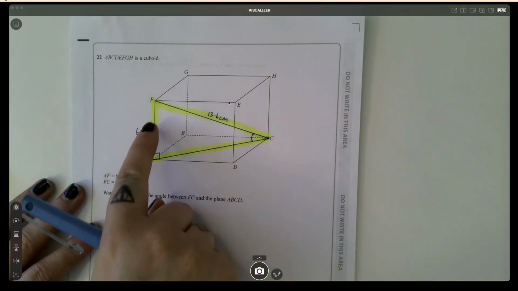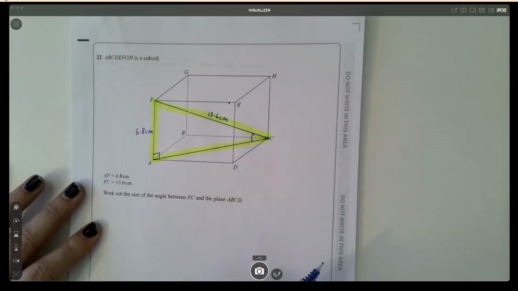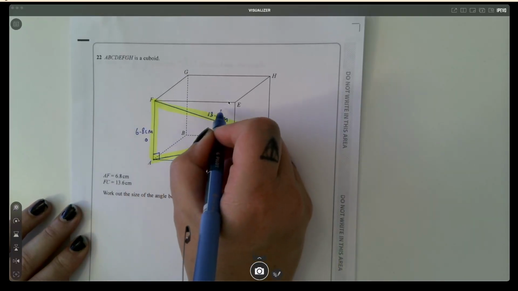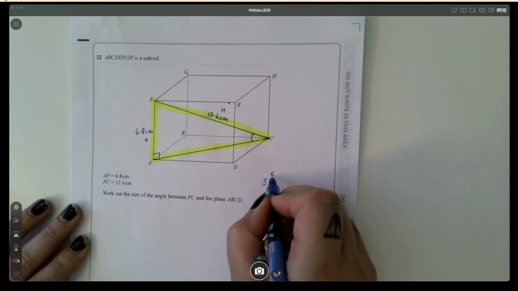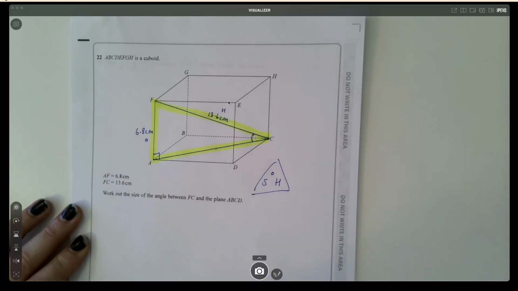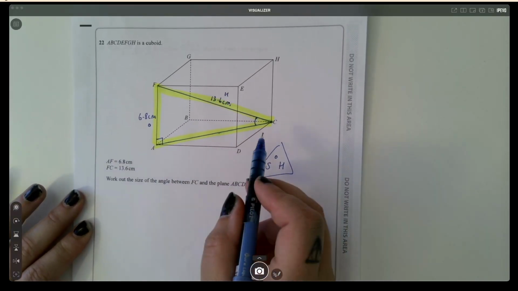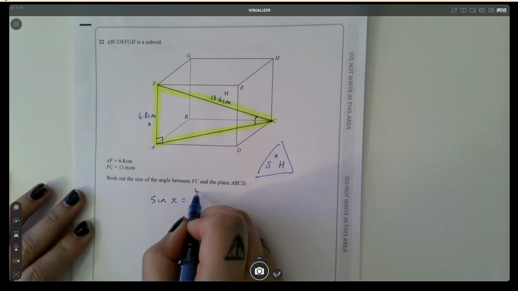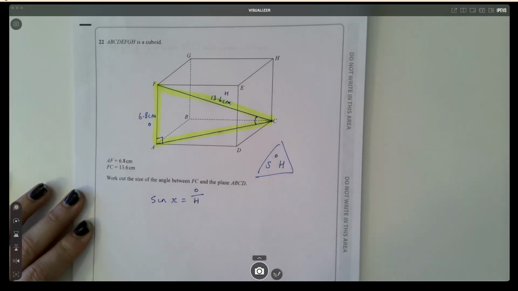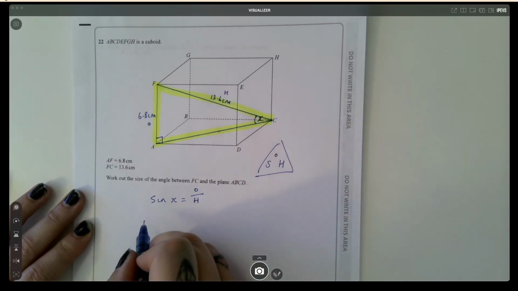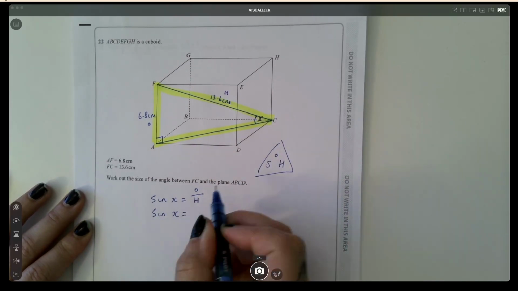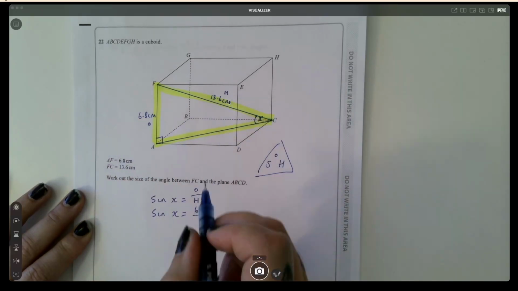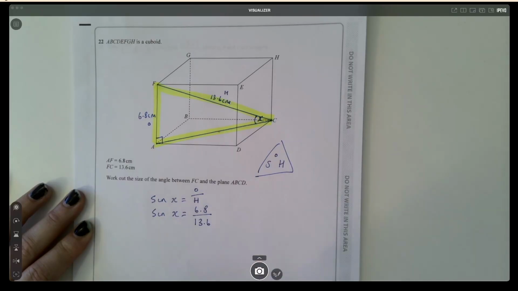We have two sides of this right angle triangle, so we're going to use right angle trigonometry. We have the opposite and the hypotenuse, and if we're dealing with opposite and hypotenuse, we're dealing with the sin ratio. So let's substitute what we know. Sin x is equal to the opposite over the hypotenuse, where x is the angle that we're looking for. So sin x is equal to the opposite 6.8 over the hypotenuse 13.6.